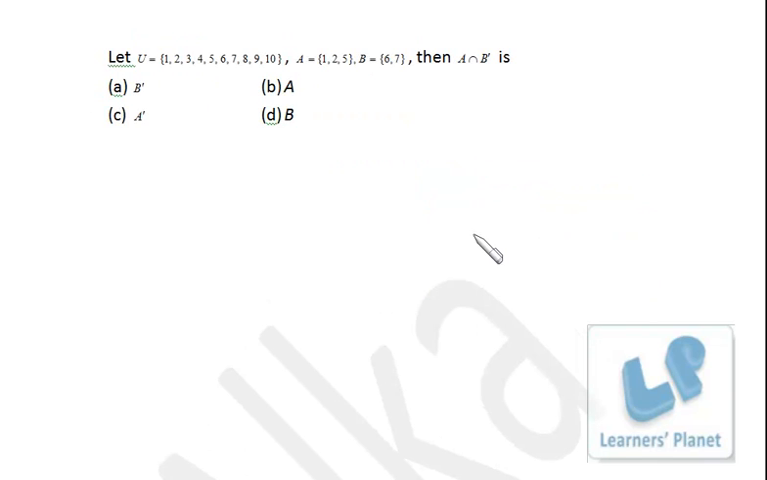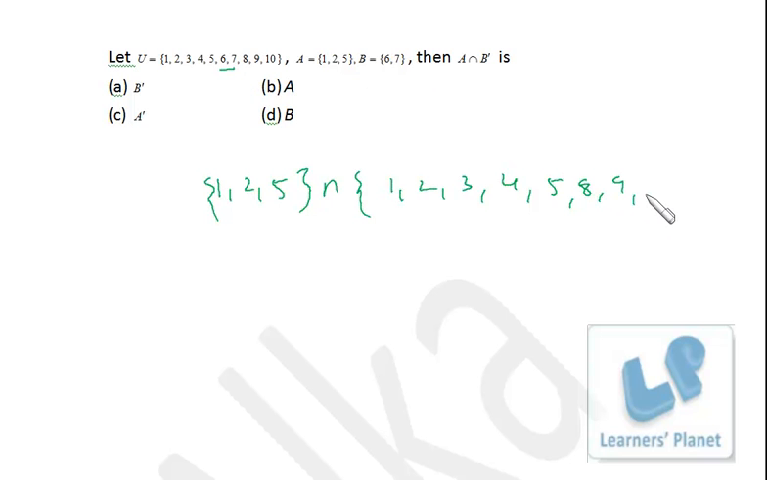Now see this. In this case we have to find out A intersection B dash. So B dash is what? Except 6, 7 all the elements will be there. So A is 1, 2, 5 intersection B dash. B dash means 1, 2, 3, 4, 5, 8, 9, 10 (we don't have to take 6 and 7). Now we have to find the intersection of these two. So 1, 2 and 5. That is nothing but A itself.